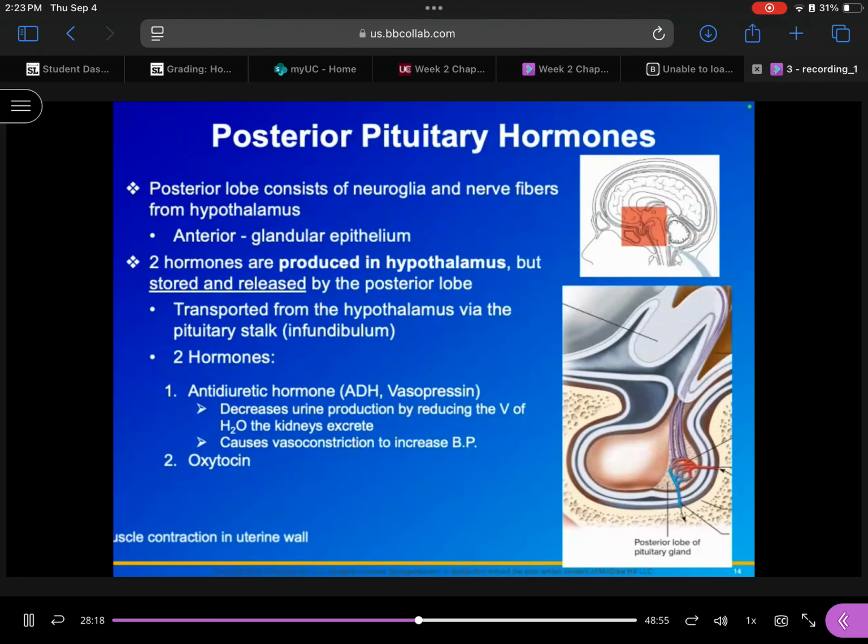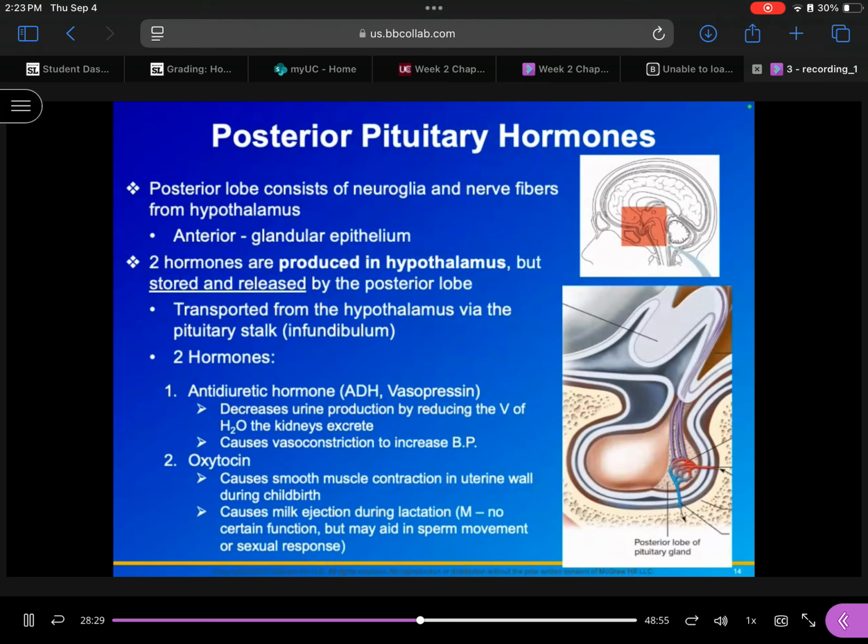All right. And then we have oxytocin. I think we already know this, but we're going to talk about it anyway. So it's going to cause smooth muscle contraction in the uterine wall. This is during childbirth. So we know that based on what we talked about with positive feedback. But it also causes milk ejection during lactation of the female. Obviously, the male, no certain function, but they think that it may actually aid in sperm movement or sexual response.